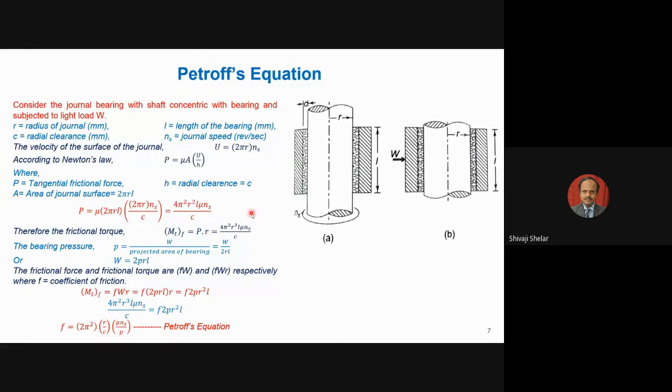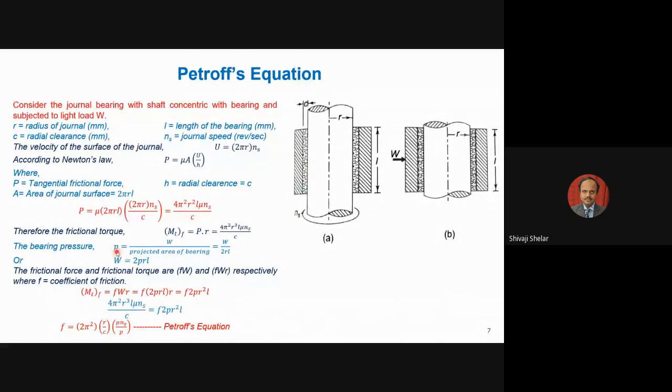Now there is another concept I have taught you, that is bearing pressure. Bearing pressure is small p. It is written as radial load upon projected area of the bearing. So radial load is W, and the projected area of this bearing, if I take this area here at the surface, the diameter is D and length is L. So the projected area is equal to D into L. D is equal to 2R, so it is equal to 2R into L.